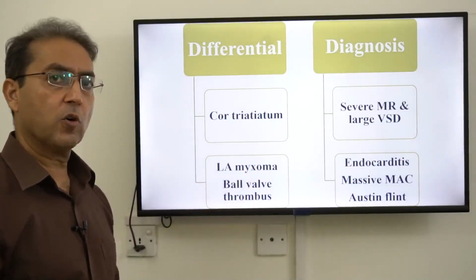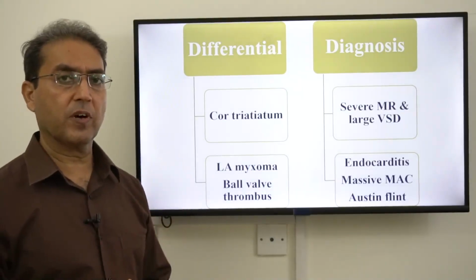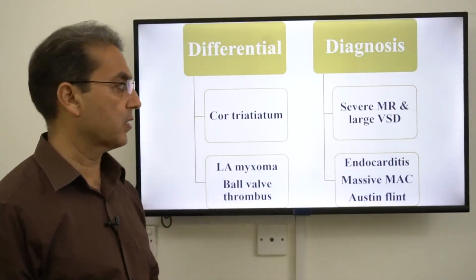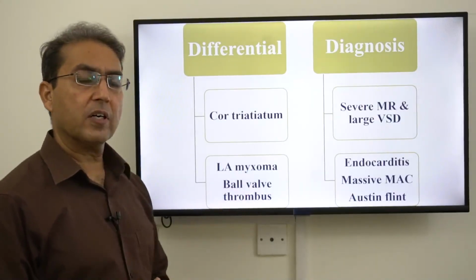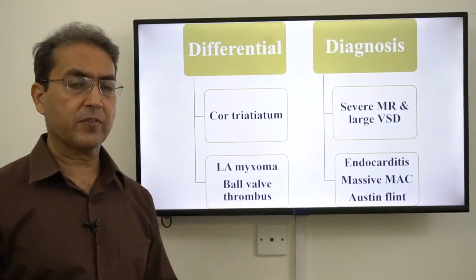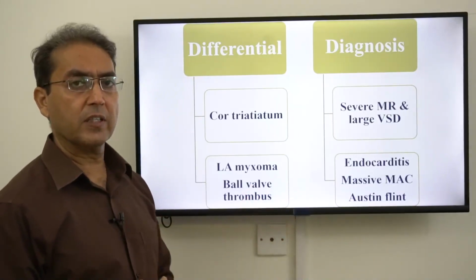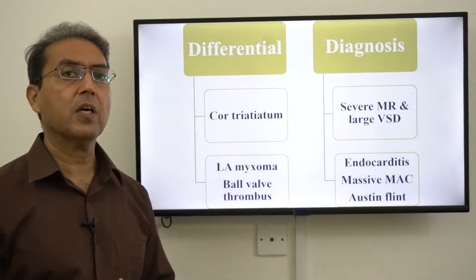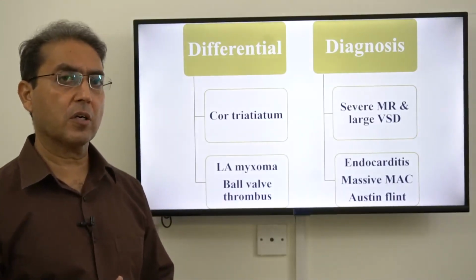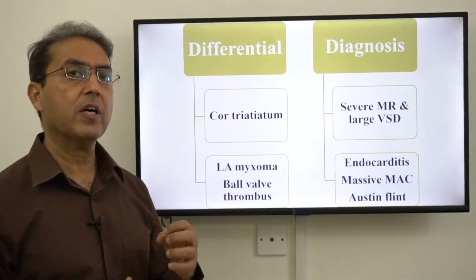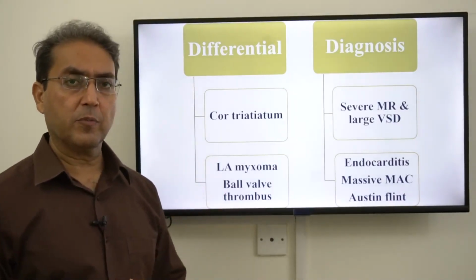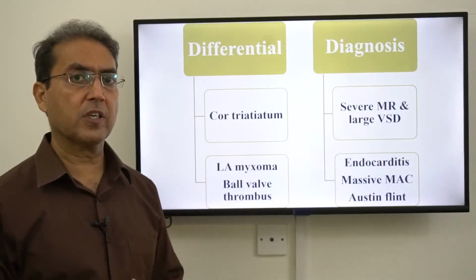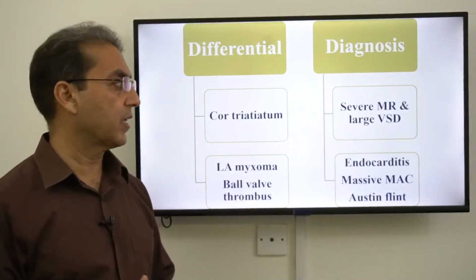Then a patient with endocarditis with a large vegetation attached to the valves can produce features like mitral stenosis, as can massive mitral annular calcification. And then finally the murmur of Austin Flint type, which is seen in aortic regurgitation when the regurgitant jet from the aortic valve pushes the mitral leaflet and produces a functional narrowing, which can result in a mid-diastolic murmur.